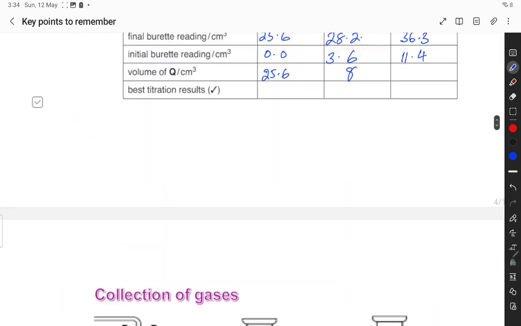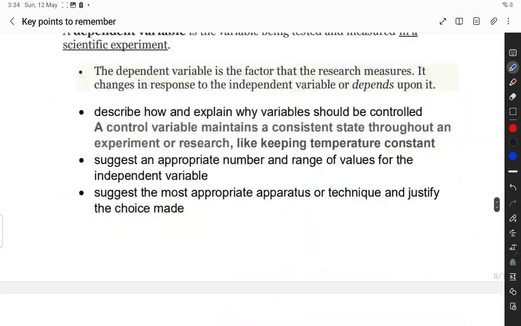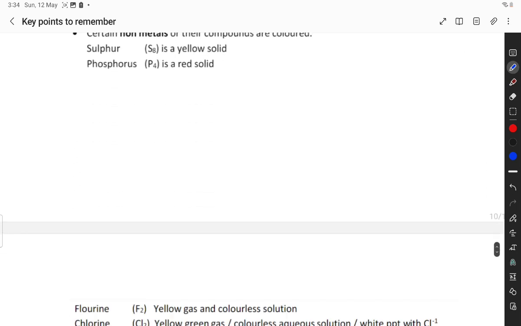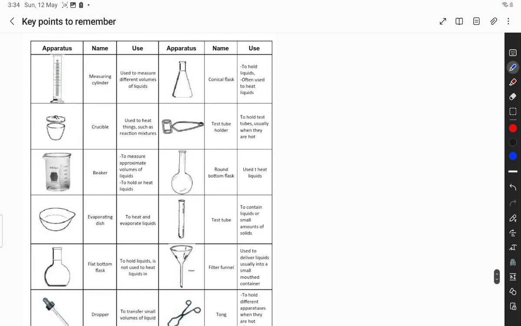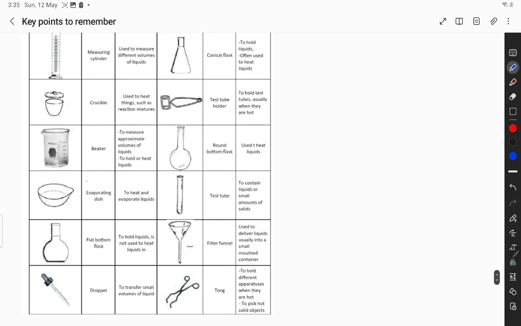So this is the apparatus list. You should know these apparatus and their names. For example, this is a measuring cylinder. This is a crucible, used to heat things such as reaction mixtures. This is a beaker, to measure approximate volumes of liquid and to hold or heat liquids. This is an evaporating dish, to heat and evaporate liquids. This is a flat bottom flask, to hold liquids, not used to heat liquids.